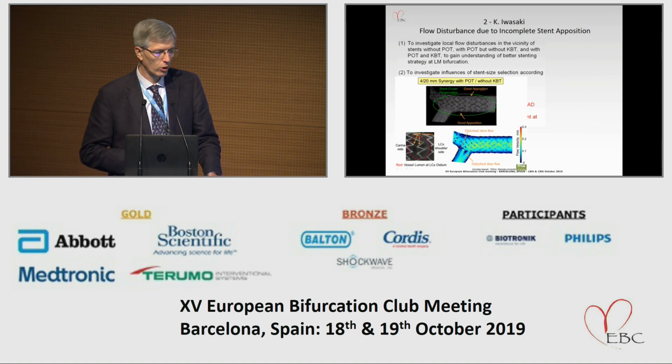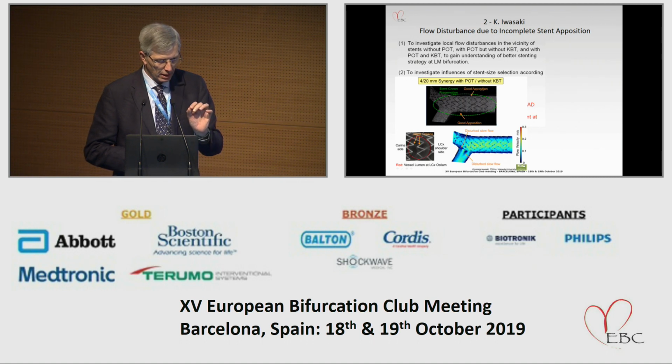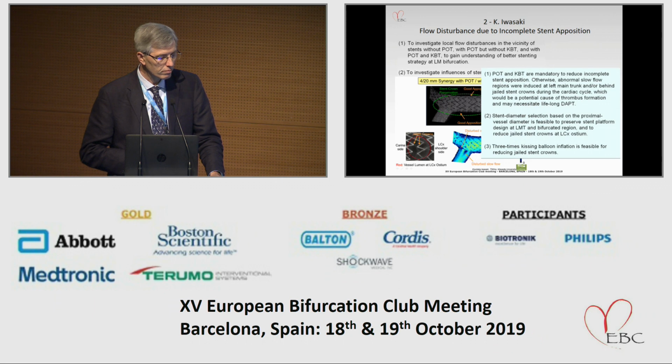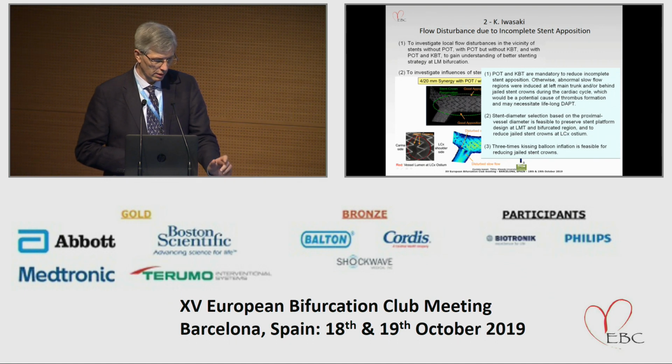He used the micro PIV system. Velocimetry is an experimental approach to see the velocity. It was very nice to see how the effect of the geometry affected the peak velocity in the side branch, which means also the strain rate and the wall shear stress. And he concluded that POT and KBT are necessary to reduce the incomplete apposition of the stent struts.